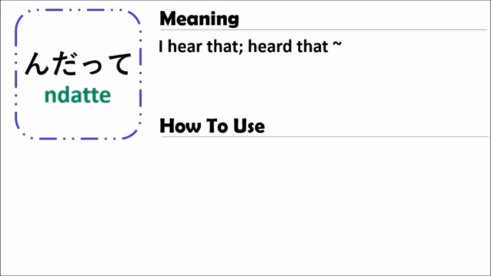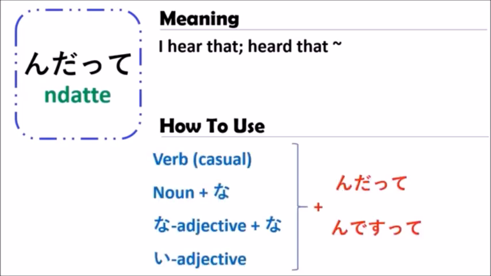In Japanese, when you use the grammar of ndatte, you can use a verb, a noun, an adjective, including na-adjectives and i-adjectives. When you use a verb, you change it to the casual form. For a noun, you should end with na. And a na-adjective also ends with na. For an i-adjective, you don't need to change anything, just use it in that form.